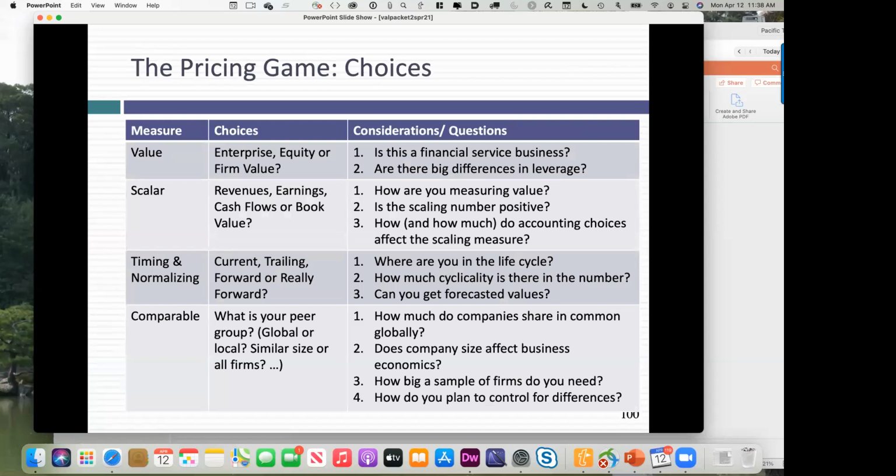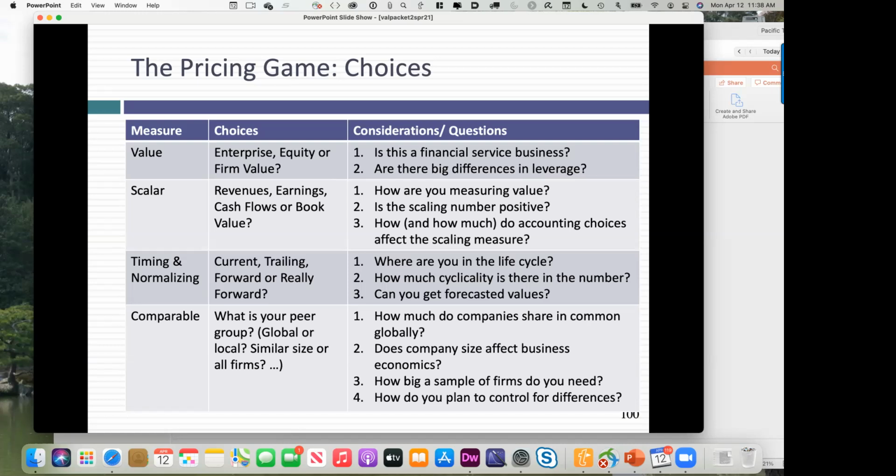So let's summarize the pricing game, right? So you sit down to price your company. The first thing you need to do is decide whether you're going to use an equity multiple or an enterprise value multiple. Let's think about what drives that. If you have a financial service firm, if you're pricing a bank, if you're pricing an insurance company, investment bank, stick with an equity multiple. Don't even try to do enterprise value multiples. It's pointless. If you have a non-financial service firm, and there are big differences in debt ratios across your companies, you have 20 companies in your group and you see big difference in debt ratios, go with an enterprise value multiple. When leverage is wildly different across companies, equity multiples can be very dangerous. So that's your first choice, equity multiple or enterprise value multiple.